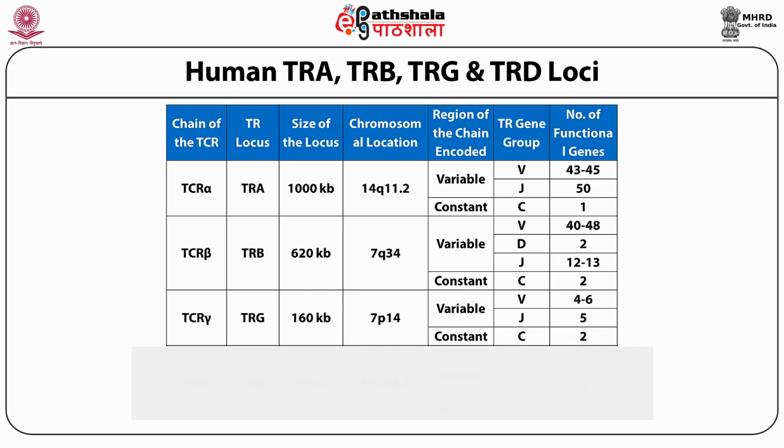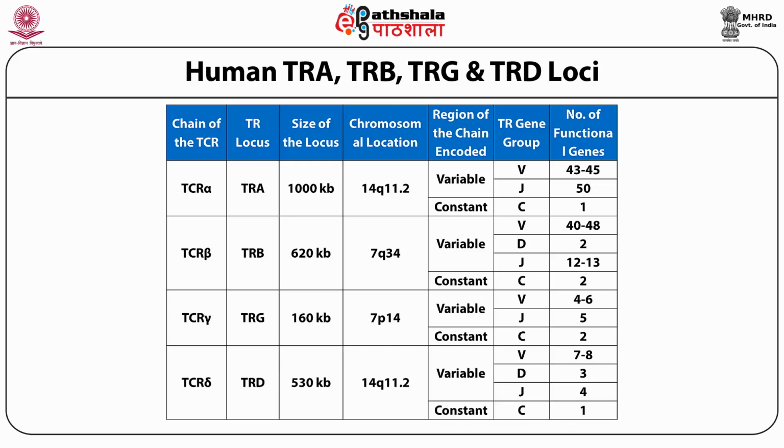The TRG locus is about 160 kb in size, is located on the long arm of chromosome 7 and has 4 to 6 V genes, 5 J genes and 2 C genes. The TRD locus is about 530 kb in size, is located on the short arm of chromosome 14 and has 7 to 8 V genes, 3 D genes, 4 J genes and 1 C gene. The number of these genes may vary among different individuals depending on their haplotype.